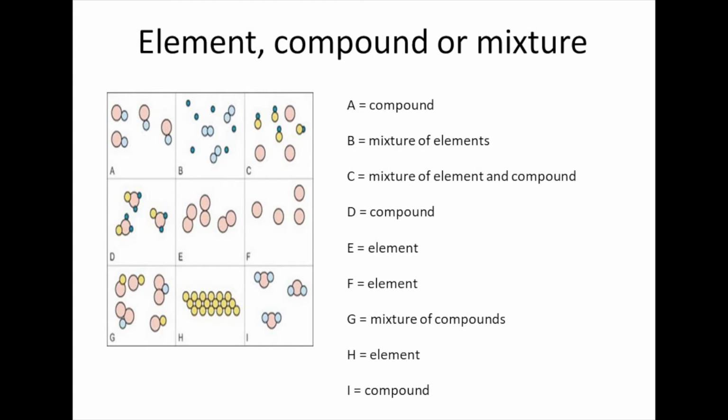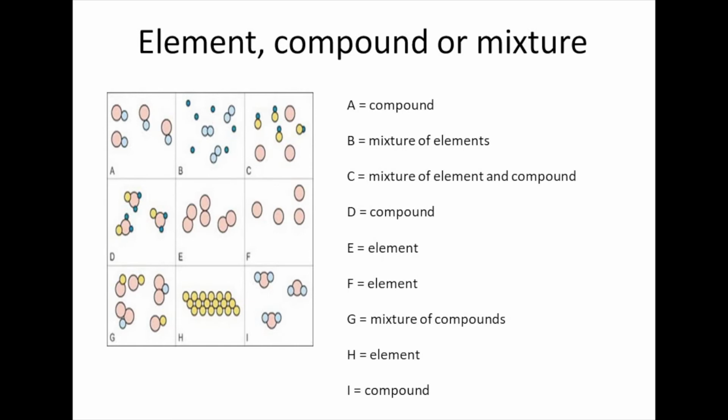B, we've got molecules and atoms, but the atoms are all the same and the molecules are all the same. So it's a mixture of elements. They're not all joined together. They're separate, but the molecules are the same and the atoms are the same.